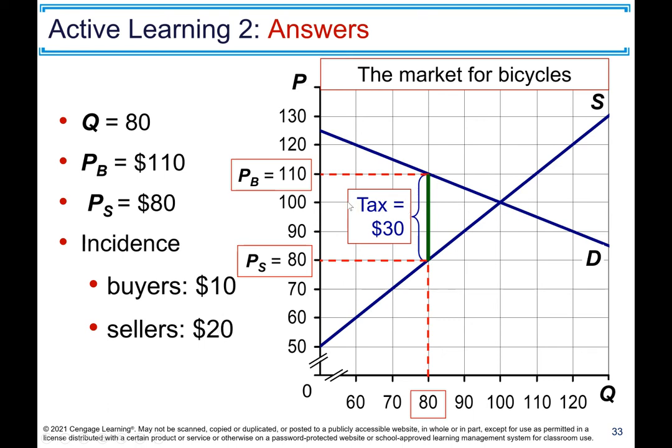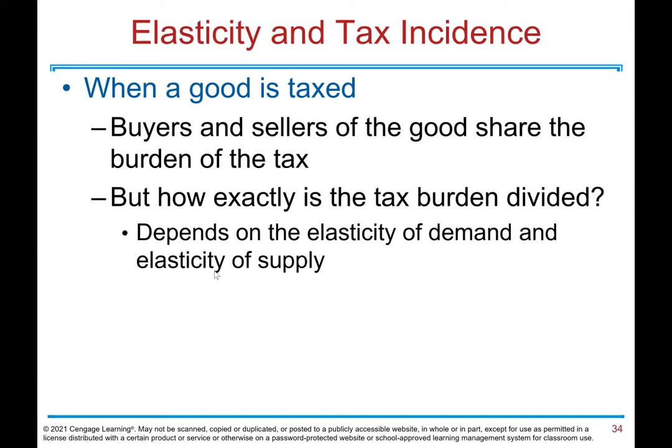The original equilibrium was 100. The buyer is now paying 110, so the buyer pays $10 of the tax. And for the seller, the original equilibrium was 100. The seller now receives 80, so the seller contributes 20. That's the meaning of the incidence of tax. When a good is taxed, buyers and sellers of the good share the burden of the tax. But how exactly the tax burden is divided depends on the elasticity of demand and the elasticity of supply.